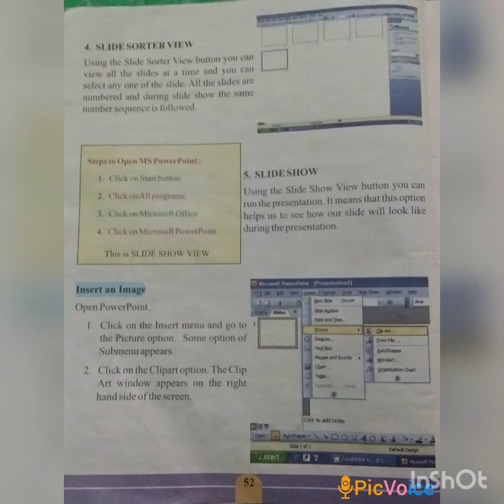Previously we studied about the 5 different views available in PowerPoint, and 3 points we discussed, that is normal view, outline view, slide view. Okay, now in this page we are going to study about the slide sorter view, right? So using the slide sorter view button you can view all the slides at a time. That means whenever you are using the slide sorter view button you can see all the slides together. Okay, you can select any one of the slides.